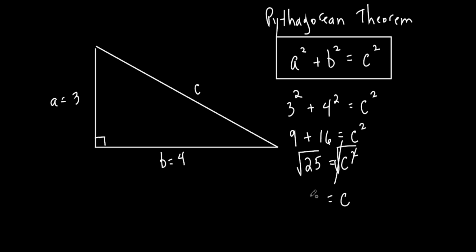Okay. So that's my answer. Now, I wrote 5 equals C. Might be a little bit nicer if you put C equals 5. And then there you go. So that's what that length is right there.